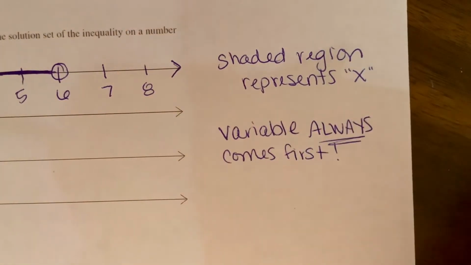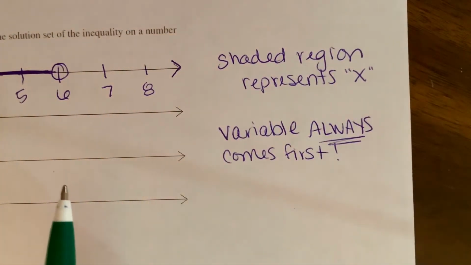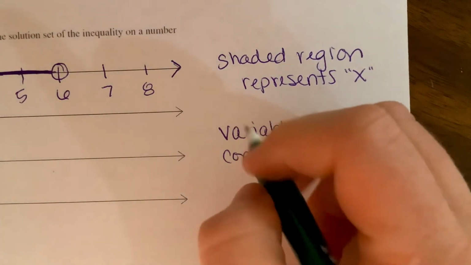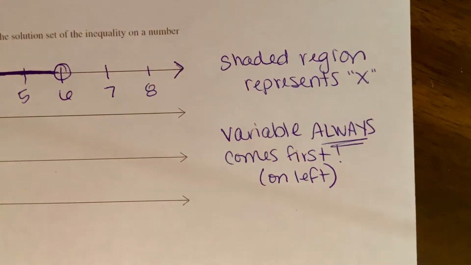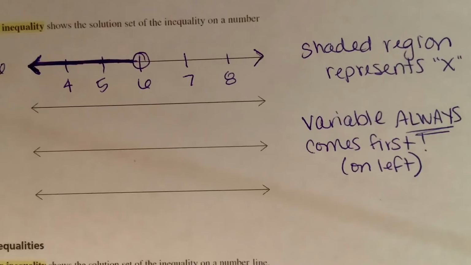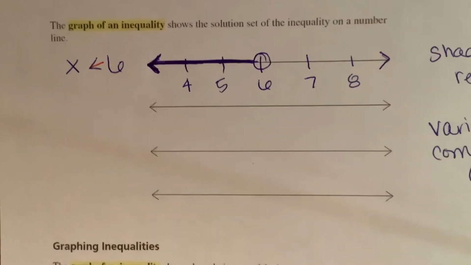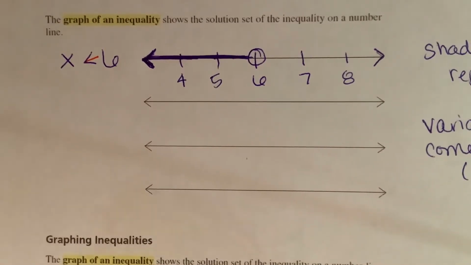And what I mean by "comes first" is when we read an inequality from left to right, we have to start with the variable on the left. So we'll say variable on left. I'm almost done with my notes, but when I get to the bottom, I'll show you an example of when we don't have the variable on the left and we have to move it.